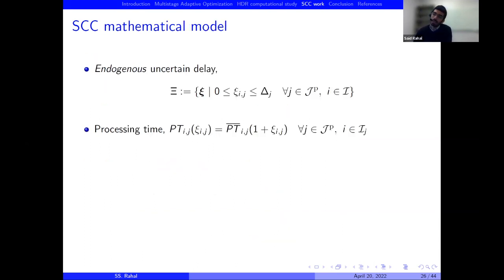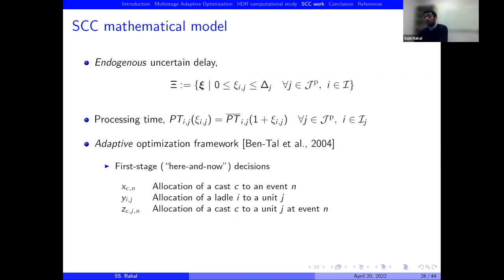So in this case, the uncertainty type is endogenous because it refers to the delay of the ladle I in the processing unit J. So if the ladle is not processed in this specific unit, the uncertainty will not exist.